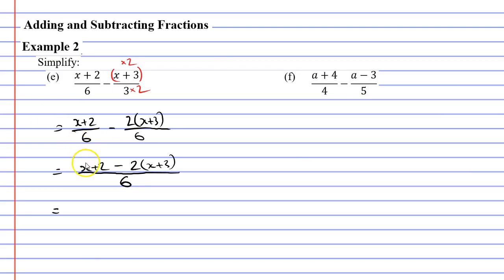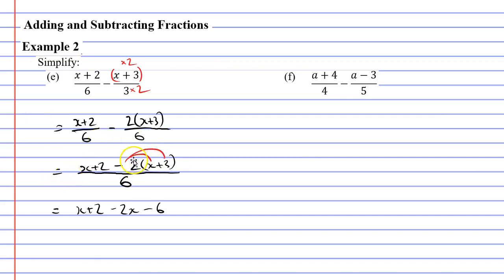Now I do want to simplify the expression at the top of the fraction, and what I need to do is I need to expand my brackets. So I need to go x plus 2 and then minus 2 times x will give me minus 2x. And then I need to multiply minus 2 by 3. So minus 2 times positive 3 will actually give me minus 6.